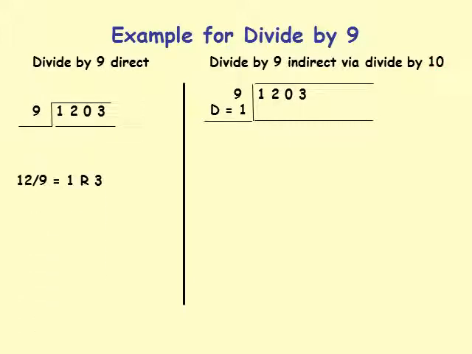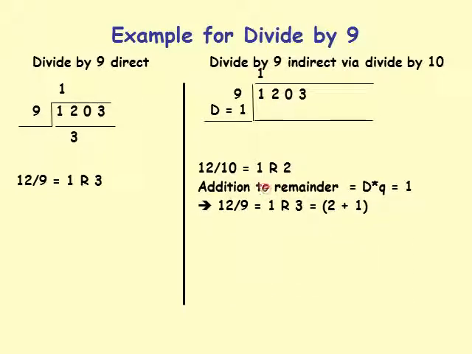So I take the first 2 digits here, 12, and divide by 9. I get 1, remainder 3. So I say 1 in the quotient line and 3 in the remainder line. Let's do the same thing using the indirect method. We get the same 2 digits. We have 12 divided by 10. So I'm going to divide by 10 and try to achieve a result of divide by 9. When I divide 12 by 10, I get 1, remainder 2. So we say 1 is my quotient and 2 is my remainder. I don't have to write another digit for remainder.